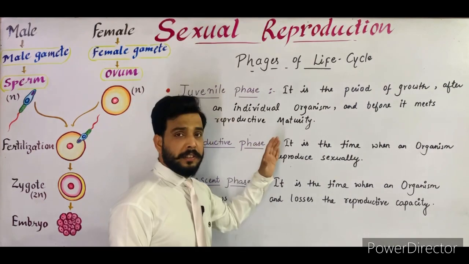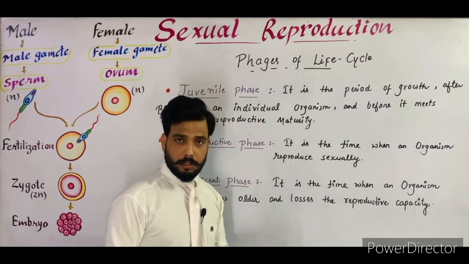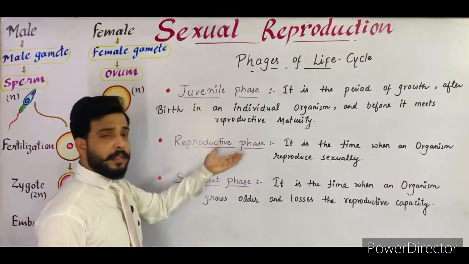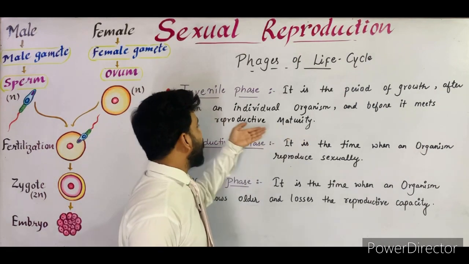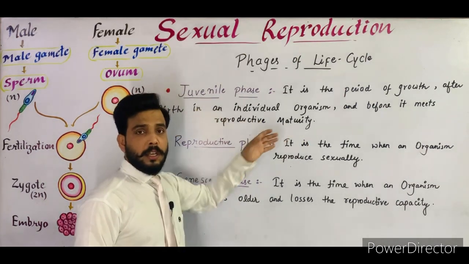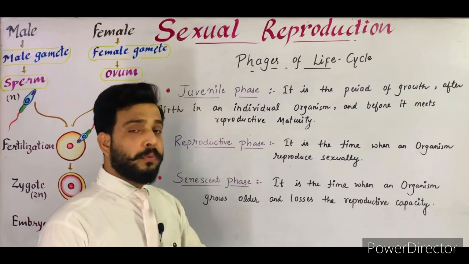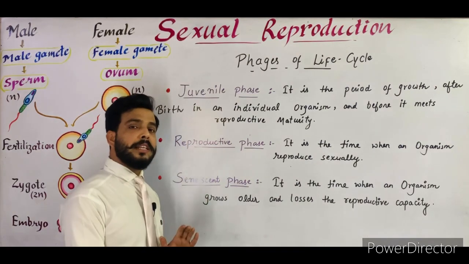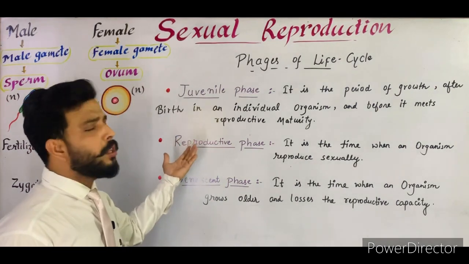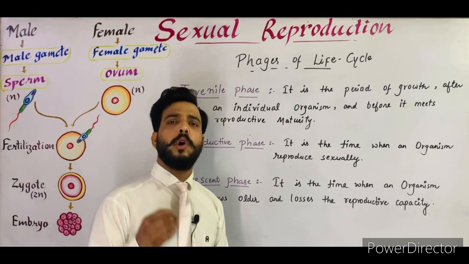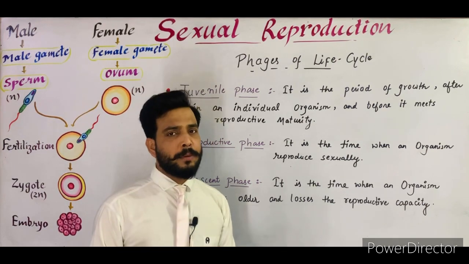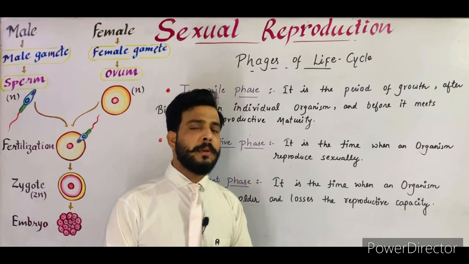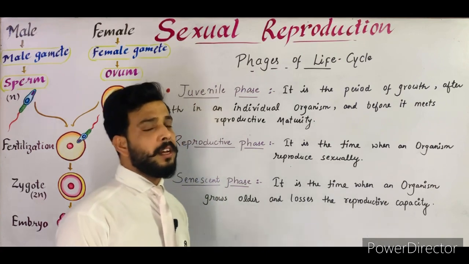As you can see in the definition, it is the period of growth. The juvenile phase is the period of growth after birth in an individual organism and before it reaches reproductive maturity. Before reproductive maturity, the phase is known as the juvenile phase, when an organism is unable to reproduce because its sexual organs or gonads are not properly developed, or gamete formation, gametogenesis, does not take place inside the body of an organism. That particular stage of life is known as the juvenile phase.